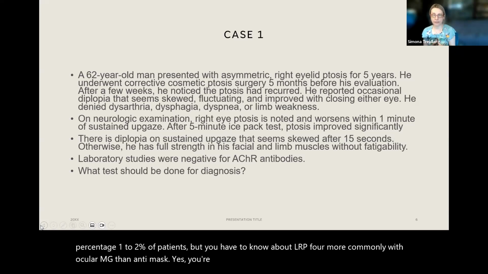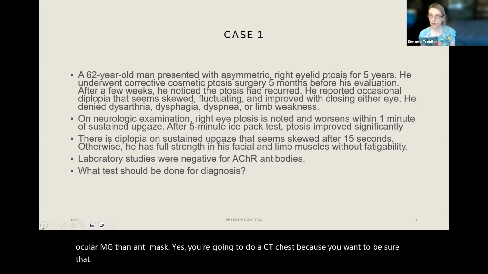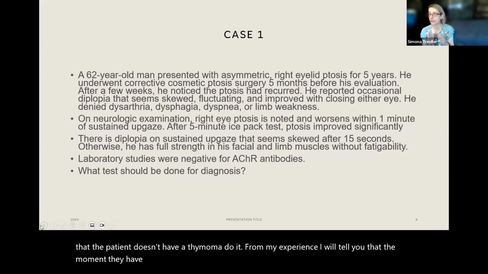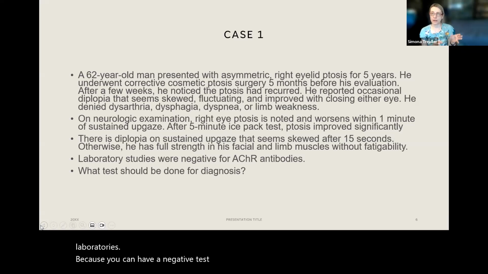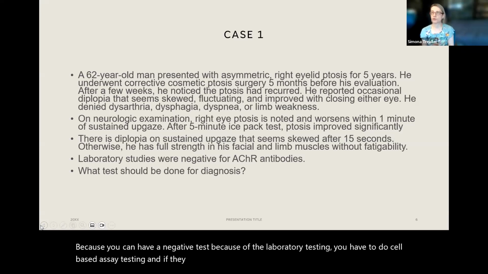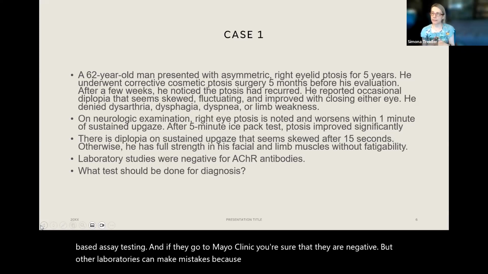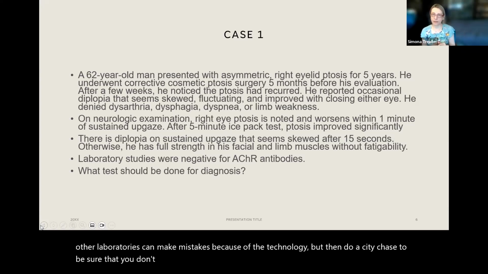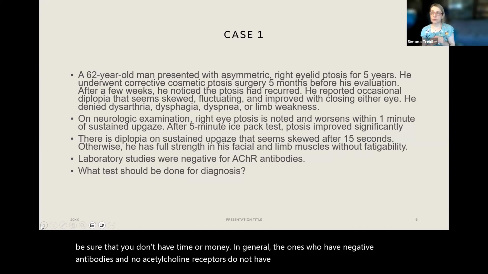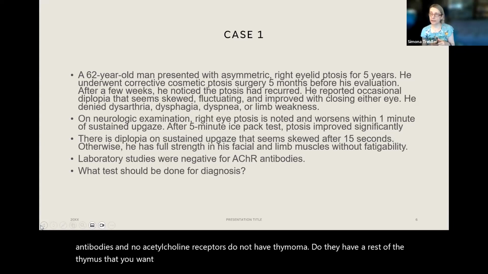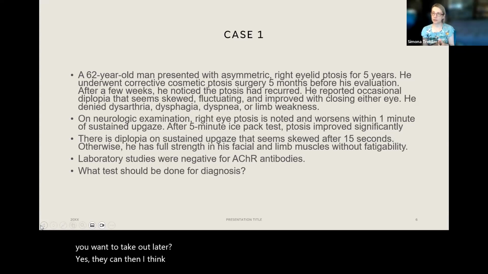Yes, you're going to do a CT chest because you want to be sure that the patient doesn't have a thymoma. From my experience, the moment they have negative antibodies, make sure those antibodies were repeatedly done in different laboratories, because you can have a negative test because of the laboratory testing. You have to do cell-based assay testing. If they go to Mayo Clinic, you're sure that they are negative, but other laboratories can make mistakes because of the technology. Then do a CT chest to be sure that you don't have thymoma. In general, the ones who have negative antibodies and no acetylcholine receptor antibodies do not have thymoma. Do they have a rest of the thymus that you want to take out later? Yes, they can. Then I think having a CT chest is a good idea.